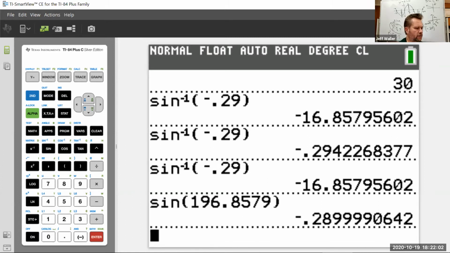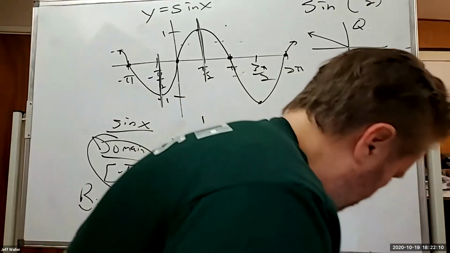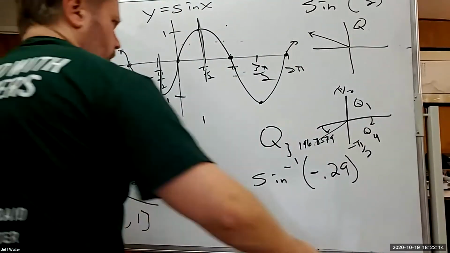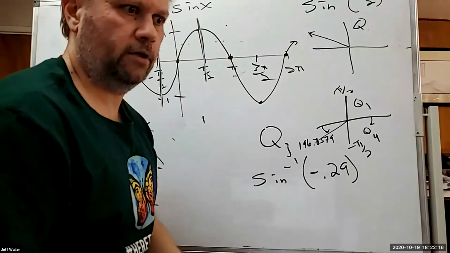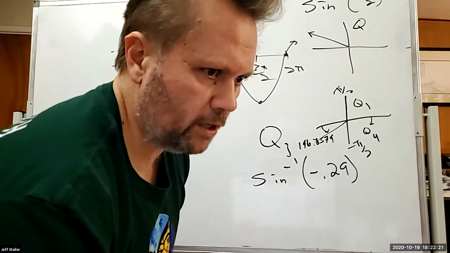So now let's look at cosine. The same thing's going to happen to cosine, except cosine is actually nicer than sine, and let's see why that's true.